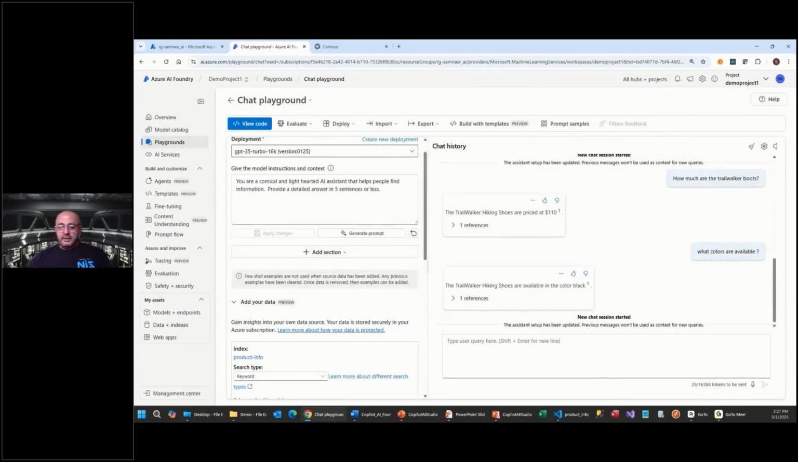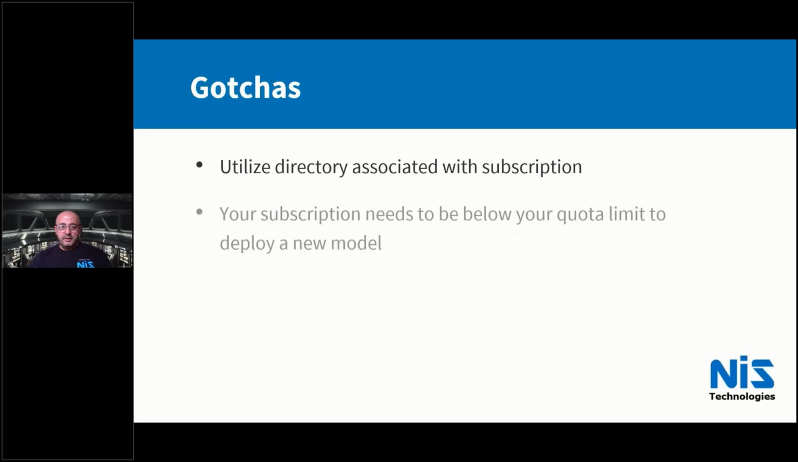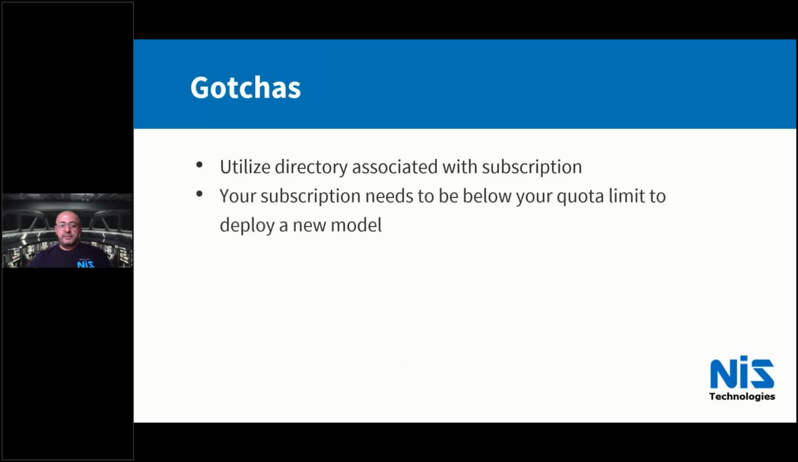All right, so with that, let's get back into our PowerPoint. So some gotchas that I wanted to mention. You need to utilize the directory associated with a subscription, meaning the directory that's specified in your Azure portal needs to be associated with the subscription that you're using for the Foundry. Your subscription needs to be below your quota limit in order to be able to deploy a new model. So if you're at the quota limit or exceeded it, then obviously you won't be able to deploy a new model.